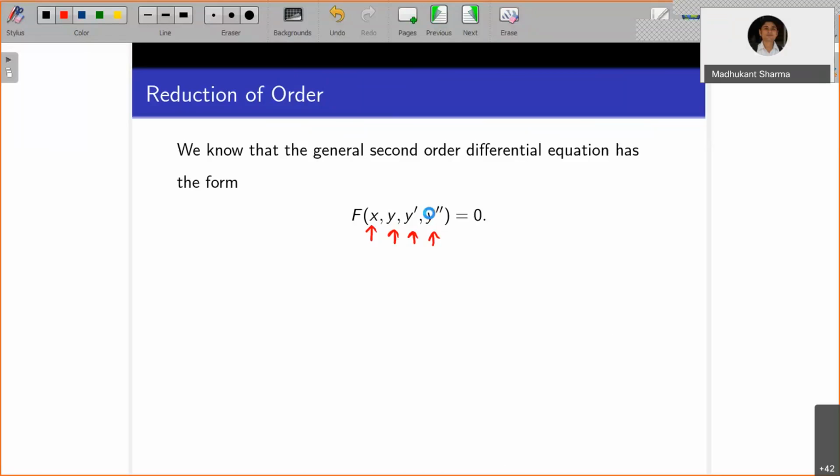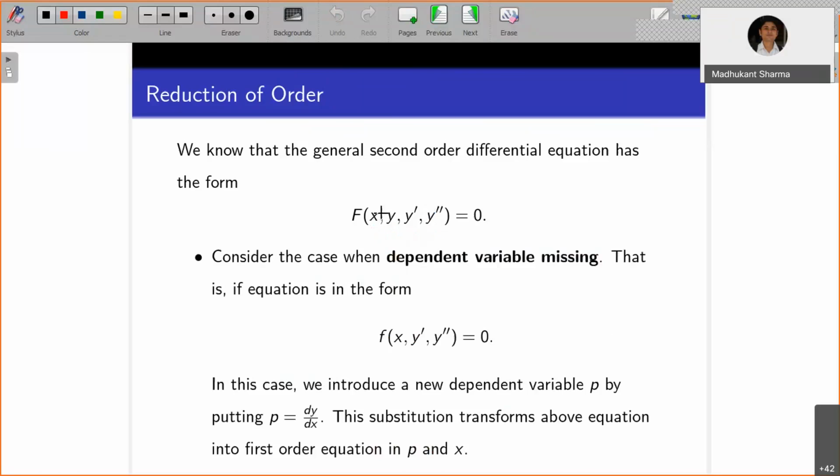We are not specifying anything. So now let's assume that the dependent variable is missing, means explicitly y is not appearing in the equation. For example, let's say x plus y dash plus y double dash equals 0. A very simple equation where y is not explicitly appearing. In that case, you can replace this y dash by p.